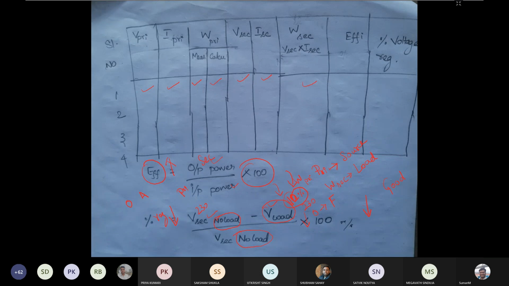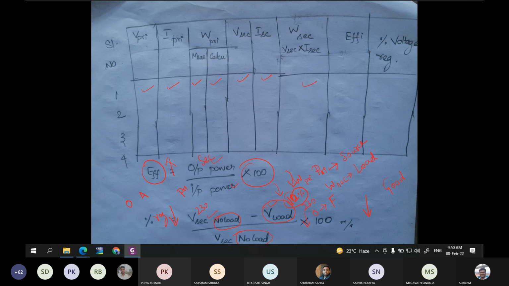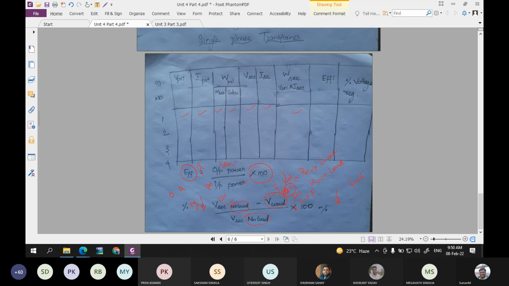Okay, so if you have any doubt in this transformer, you can ask me now. We have completed this transformer unit, that is the fourth unit we have completed here. So if you want to ask anything, you can ask. If you have any doubt in this open circuit test and short circuit test, then you can ask me, else let me proceed further.